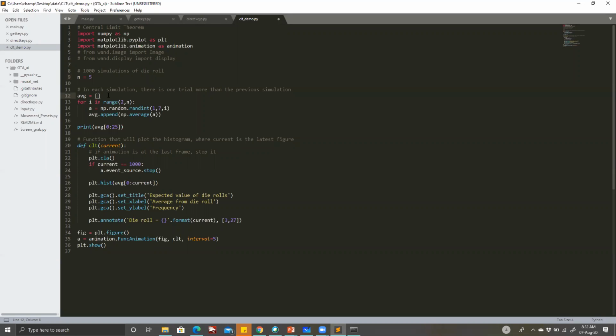Let's create a list of averages. Again, you can do it through NumPy a bit better, although it's not completely NumPy here. Okay, so for i in range from 2 to n. Here, how many iterations is it going to run? Can anyone tell me?